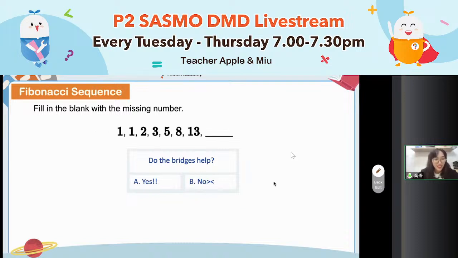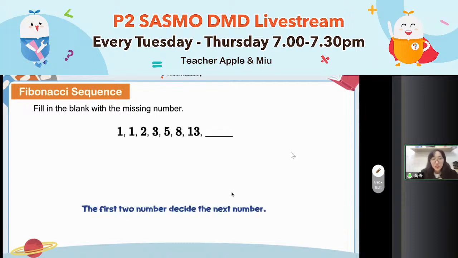Okay, great. Yeah, when it comes to such a number sequence, actually you can see that the first 2 numbers decide the next number, right? So for example, how can we get 2? That is 1 plus 1 equals 2. And how can we get 3? It should be 1 plus 2 equals 3. And then move on, how can we get 5? It is 2 plus 3 equals 5. Move on, how can we get 8? 3 plus 5. So next one, okay, 13, that is 5 plus 8. What is the missing number? 8 plus 13. So we can get 21. Okay, well done.